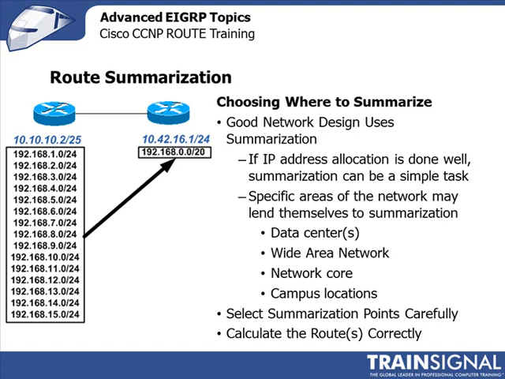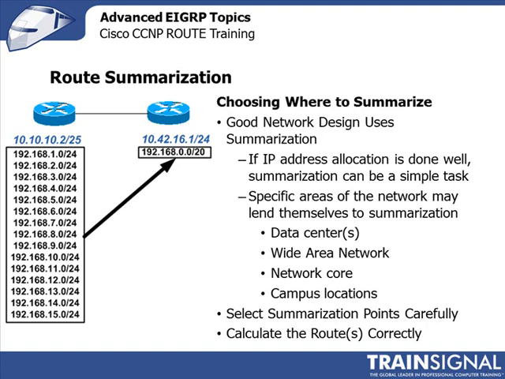For instance, in the data center, there could be a whole range of addresses that are being used. All the individual addresses don't need to be advertised. If there are, for instance, 16 networks, just advertise one prefix. A wide area network can have a variety of addresses. The network core, campus locations, there are all sorts of ways to be able to use network summarization in specific areas because it lends itself to that very well.